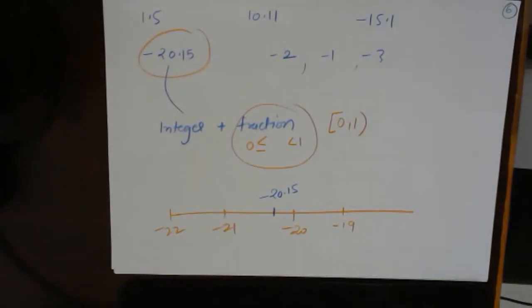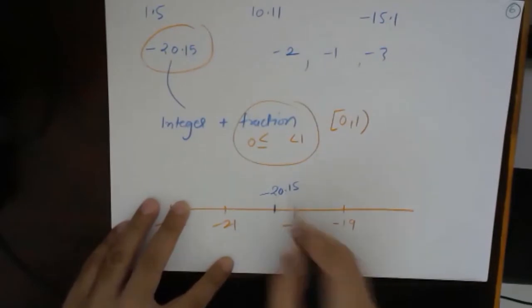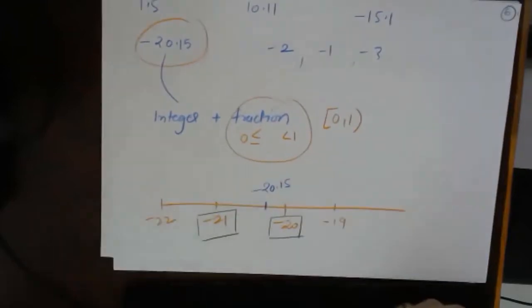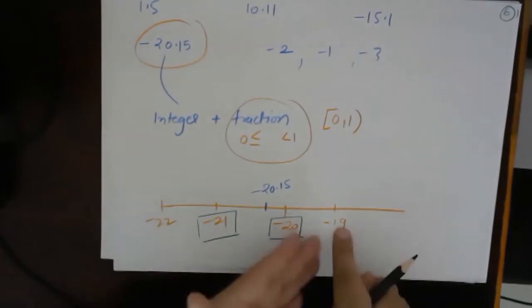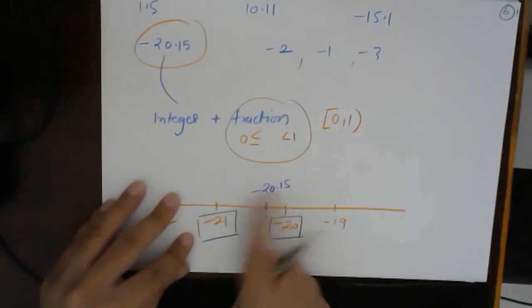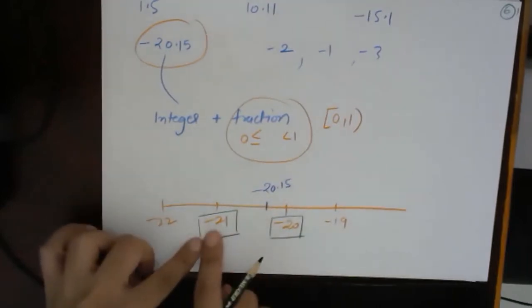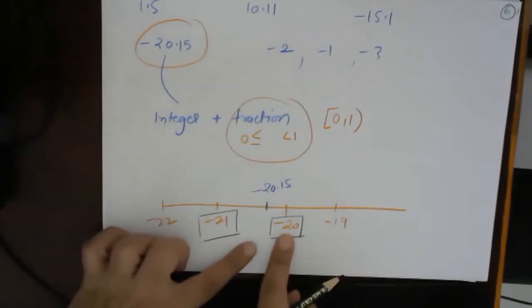Now, this minus 20.15 is here. So the integral value of this number will be either minus 20 or minus 21. It won't be minus 19, because this number is between these two integers, minus 21 and minus 20. So the greatest integer value of this is either minus 21 or minus 20. So let's see.